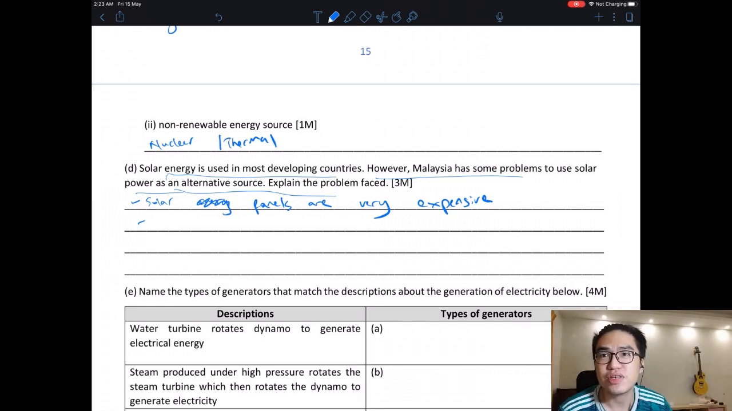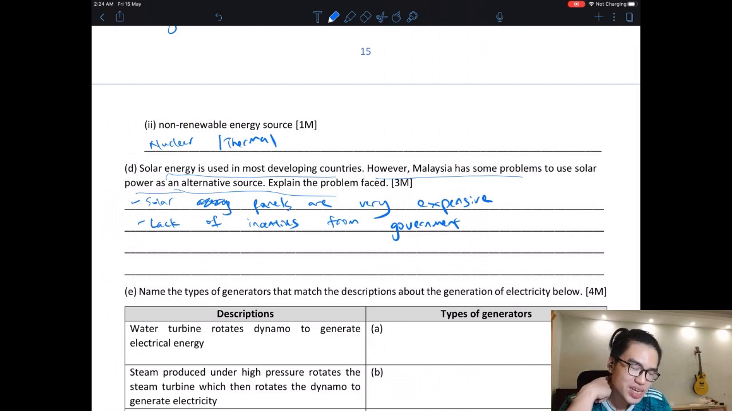Actually, Malaysia is a very good place to use solar, but you can say lack of incentives from government. Believe it or not, government plays a very heavy role in energy. If they give you subsidies, like in Norway, this is a little aside. I'm not sure whether you've heard of Tesla. Tesla is an electric car. It doesn't require any fuel. You just need to charge your car like your phone. You come back from work, you charge your car.